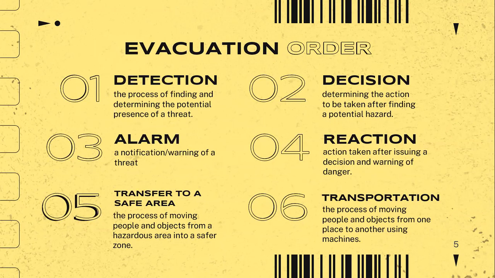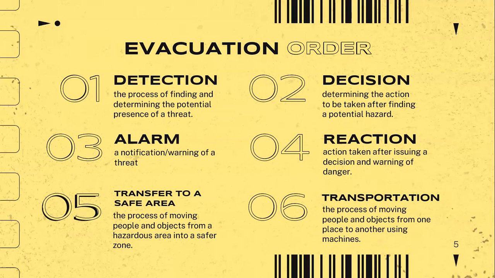First, detection is the process of finding and determining the potential presence of a threat. Second, decision is determining the action to be taken after finding a potential hazard. Third, alarm. Alarm is a notification or warning of a threat. Fourth, reaction, action taken after issuing a decision and warning of danger.